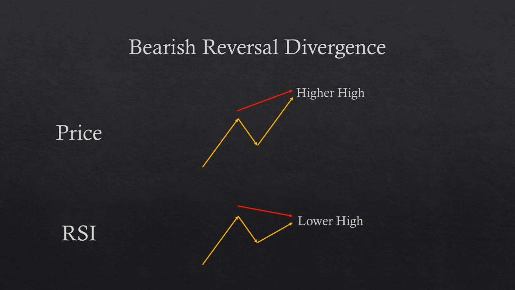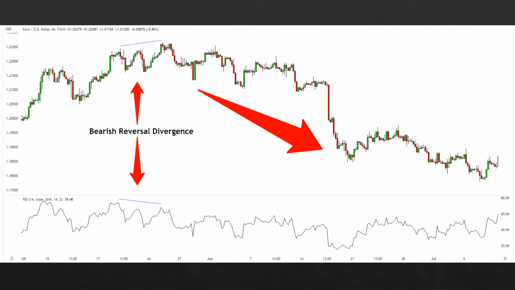Take a look at this price chart. Notice that in the blue lines, price is creating a higher high while the RSI is creating a lower high, therefore creating a bearish reversal divergence signal. Right after that, price reversed to the downside as you can see by the large red arrow.